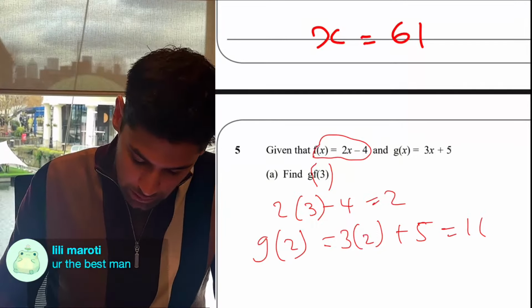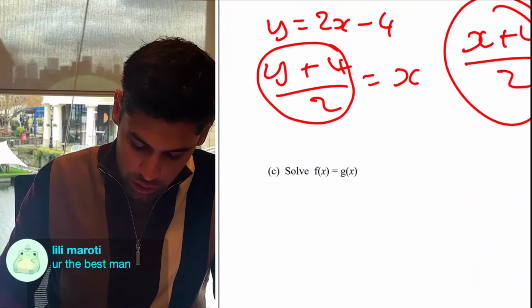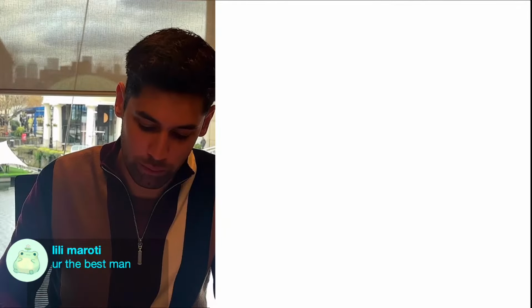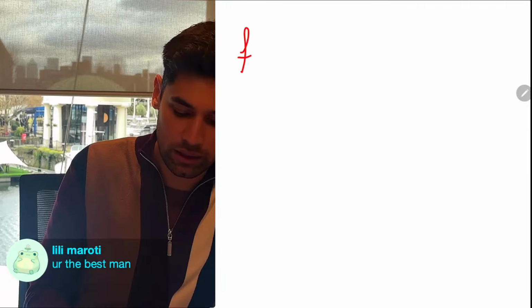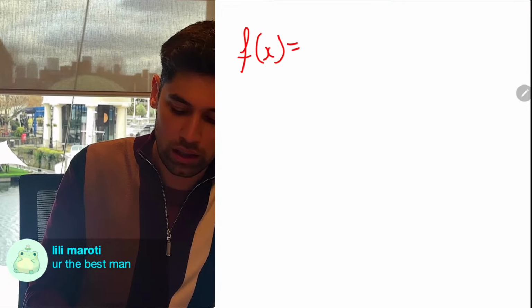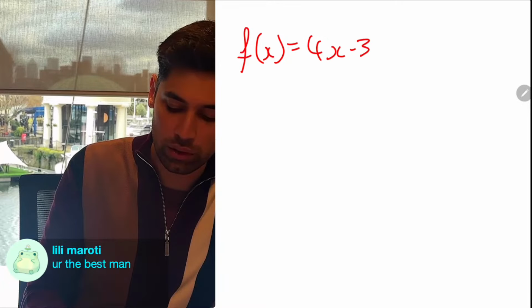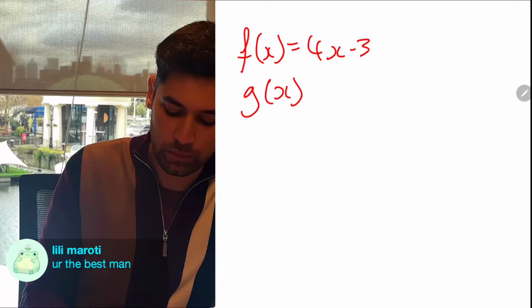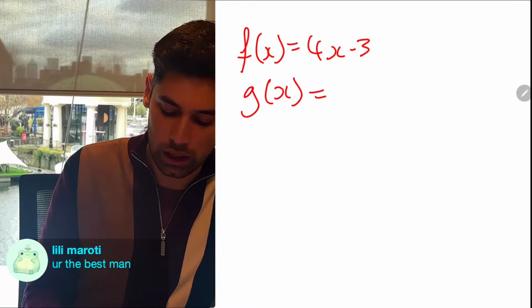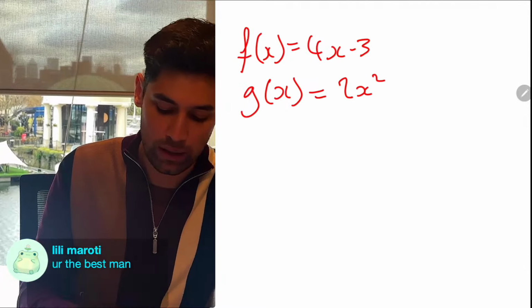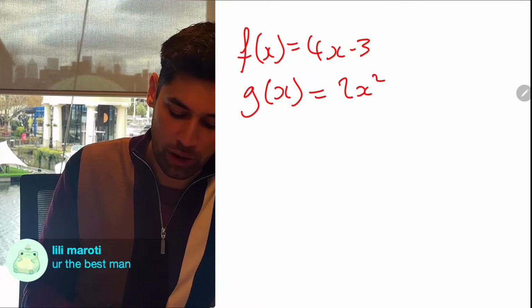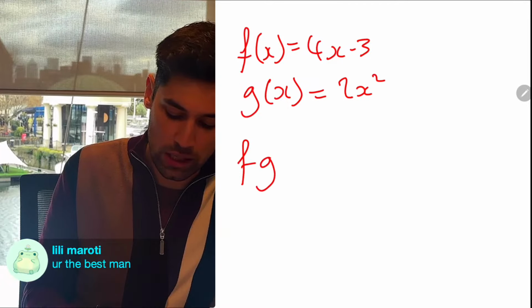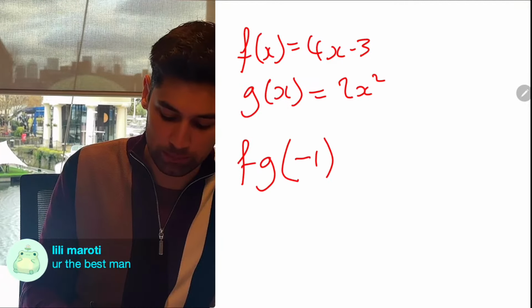I'm going to zoom in and create one of my own questions on this topic, because I think it's a really important one to do. Let's say f of x equals 4x minus 3 and g of x equals 2x squared. Let's say find fg of minus 1.